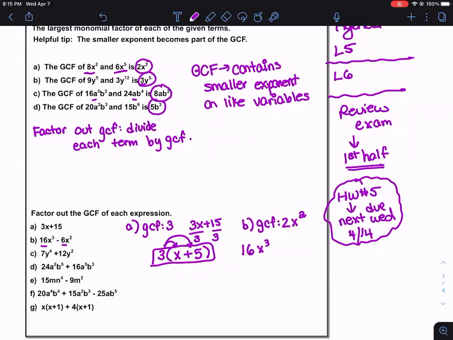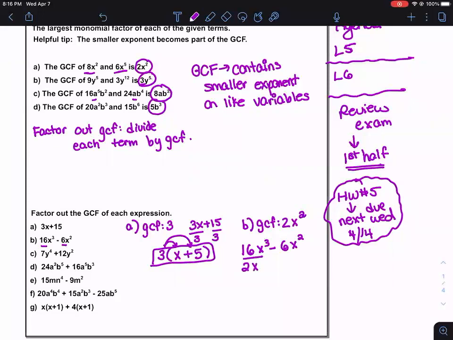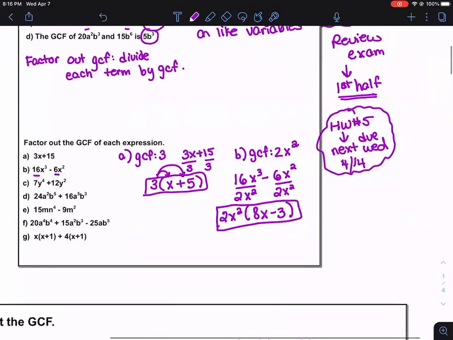So again, I'm going to be honest with you. You really should try to not do this each time, but in the beginning, if it makes sense, then do this. But what we are essentially doing is dividing the GCF out of each term and placing it in front. So 16 divided by 2 is 8. X to the 3 and x squared is x. 6 and 2 would give me 3. And the x squareds cancel. And again, if you wanted to check your work, you could distribute. I'm not going to do that just because of time.